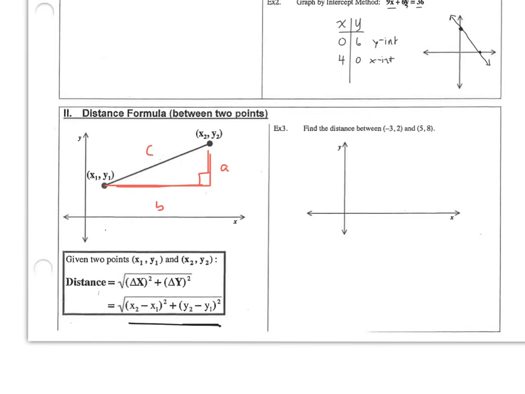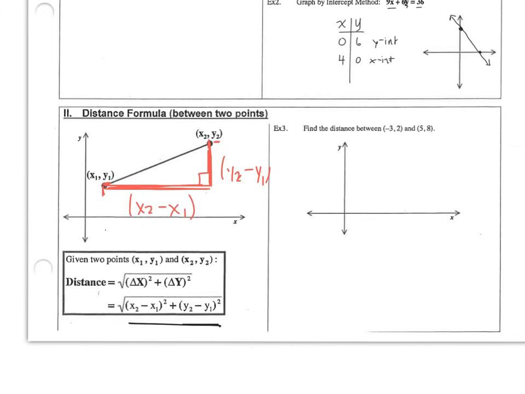Well, we're not going to use a and b and c. Instead, what we're going to say is that our distance up and down is the y value minus the y value. So y2 minus y1. That's where this comes from. And then the distance across is the difference in our x values. So this is x2 minus x1.